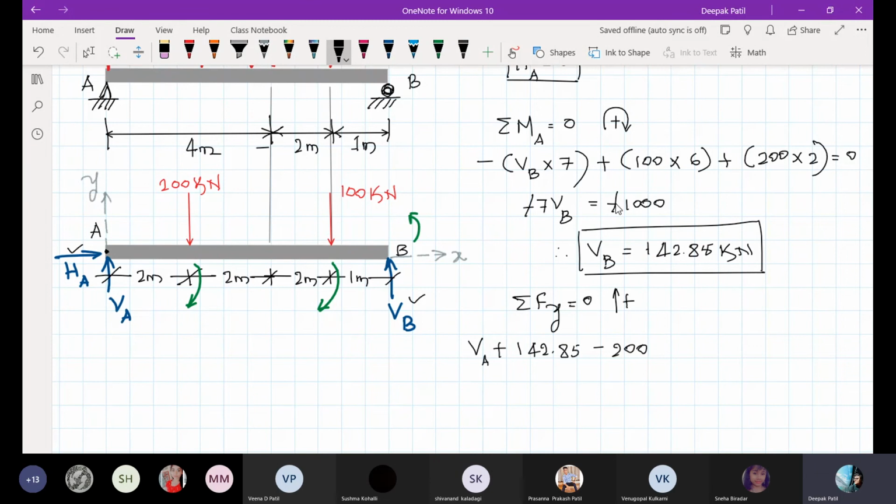And this 100 is also downward, so I should write it as minus 100, equal to 0. Therefore, from this, I can get the value of VA, which is equal to 142.85 minus 200 minus 100. It comes out to be minus 157.15. If you take it on the right hand side, it becomes plus 157.15 kilonewtons.